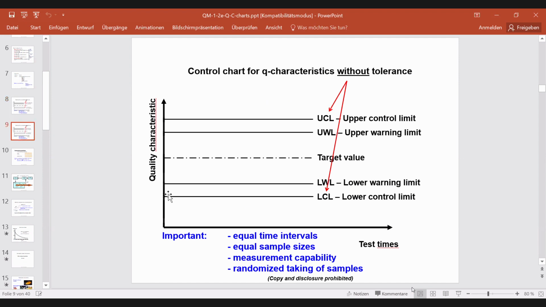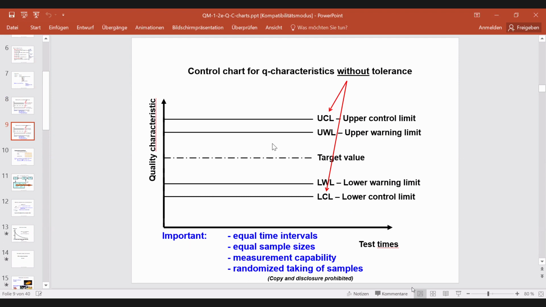This is a control chart for a quality characteristic without a tolerance. Maybe the weight of a part, which is important for the supplier, but not important for the customer. In this case, the customer is not giving a tolerance for the weight of the part. And in this case, you have a warning limit, upper and lower warning limit, and you also have an upper control limit and lower control limit.